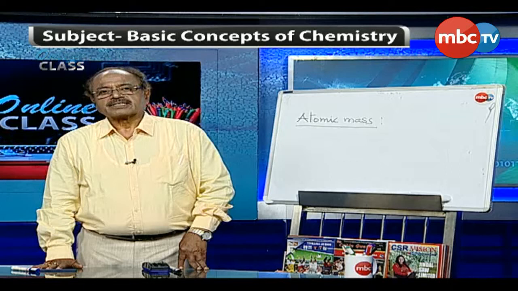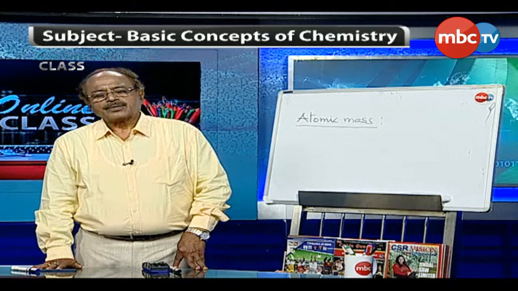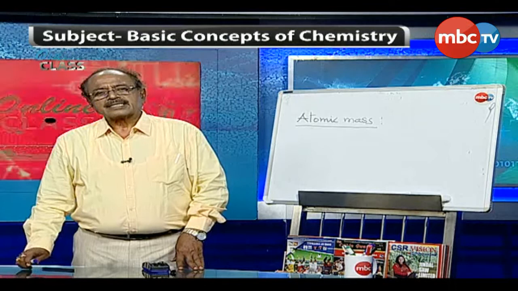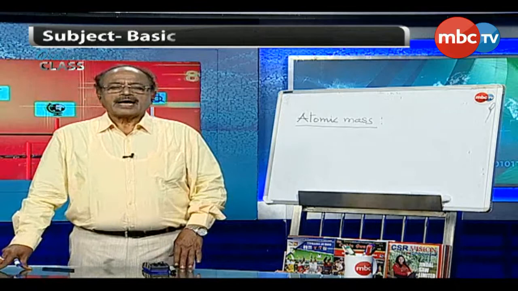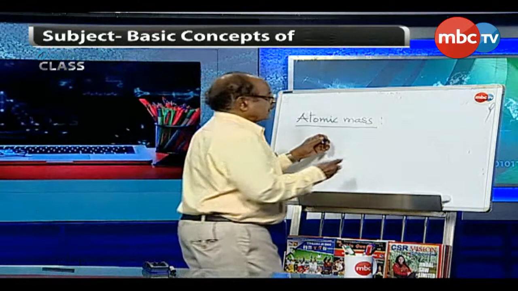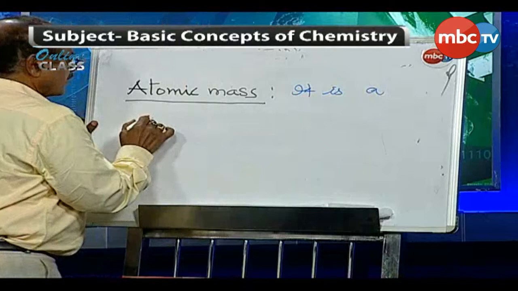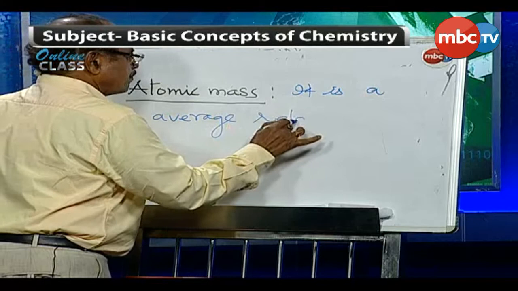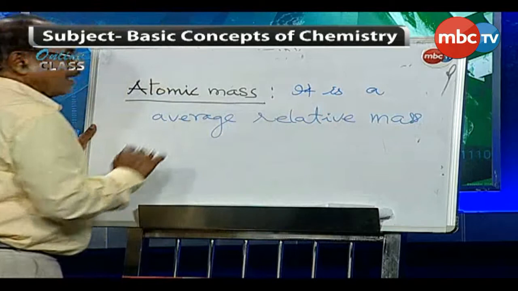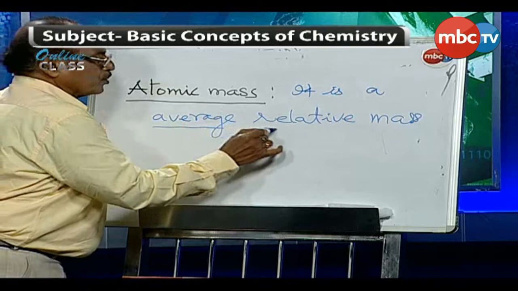So it is a relative term. A thing which cannot be explained on its own can be explained with respect to something else. With respect to something, the atom is explained, hence its mass is explained, hence it is called a relative mass. It is also an average mass. So the atomic mass is an average relative mass. It is not the exact mass, not the absolute mass. Two adjectives are used before the noun mass.